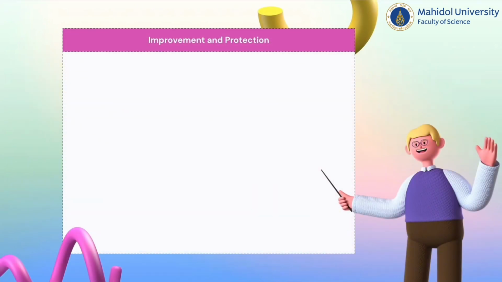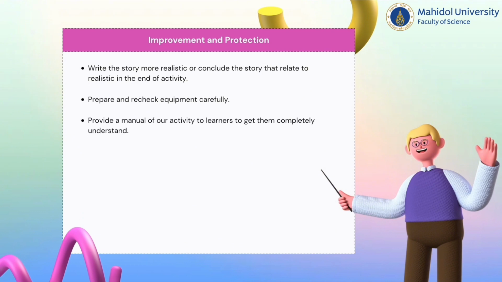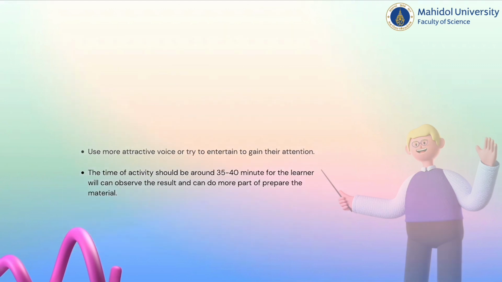These are the improvements and preventions. Write the story more realistically, or conclude with something related to reality at the end of the activity. Prepare and recheck equipment carefully. Provide a manual of our activity to learners so they completely understand. Use a more attractive voice or try to entertain to gain their attention. The time of the activity should be around 35 to 40 minutes so learners can observe the result and can do more of the material preparation.